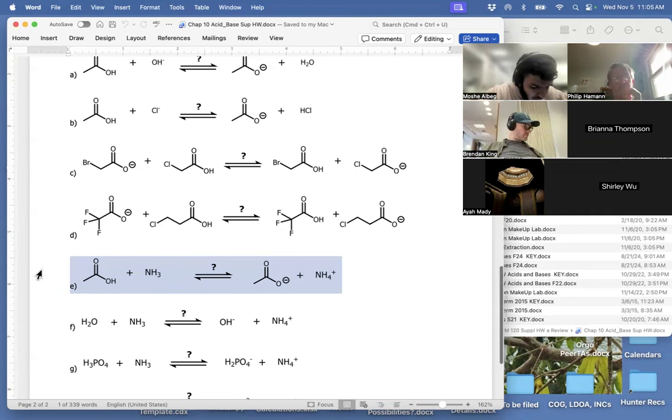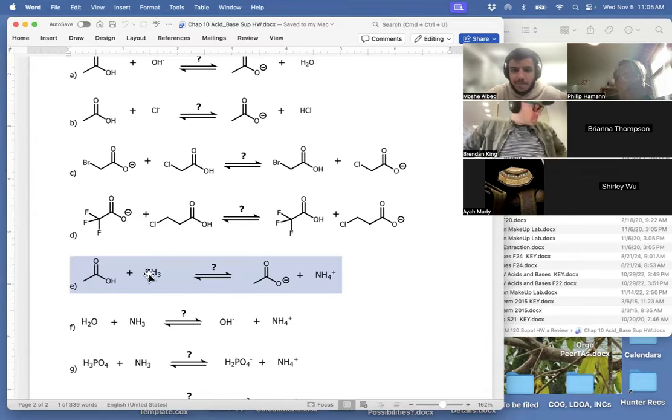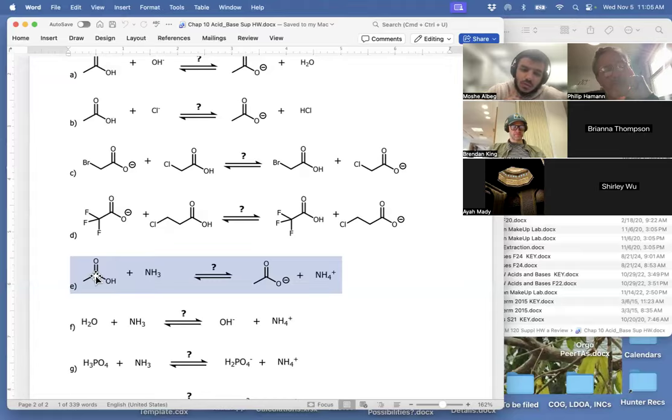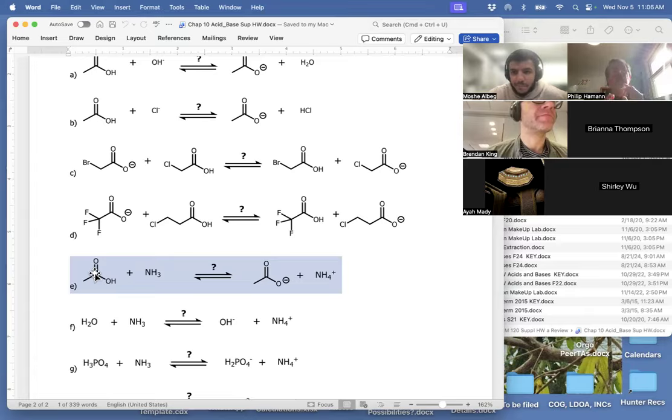Okay, let's do E and then I'll make up some. E is towards the products. Does everyone agree? It's a weak acid and a weak base. And I actually talked about this yesterday. I am simply observing that we consider acetic acid a weak acid. We consider ammonia a weak base. What I mentioned yesterday, acetic acid is a weak acid versus water.